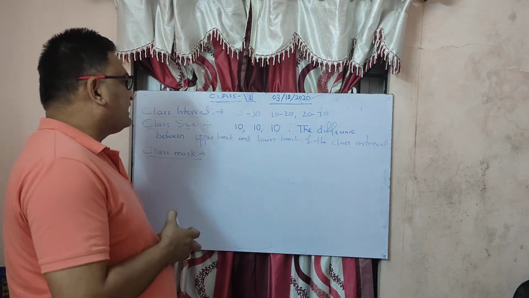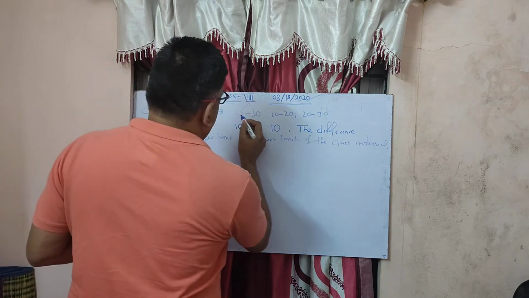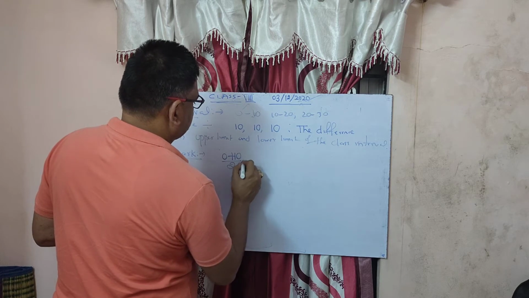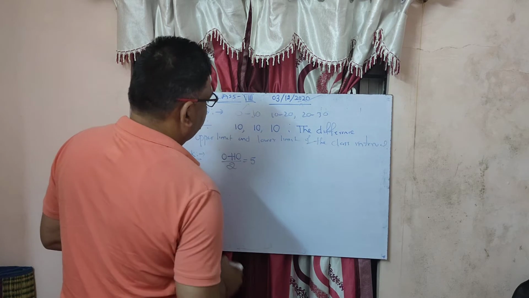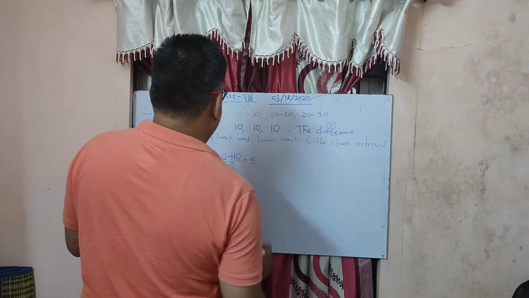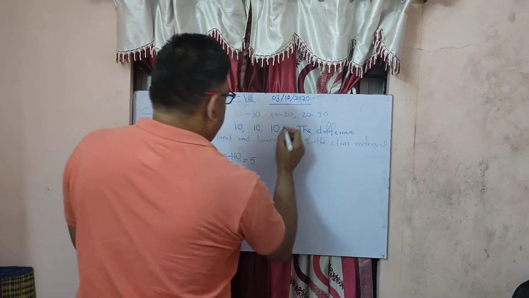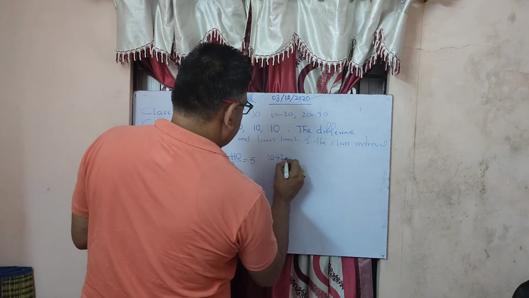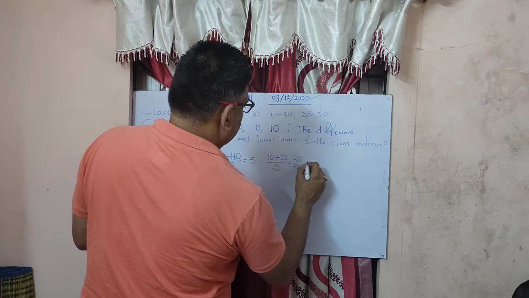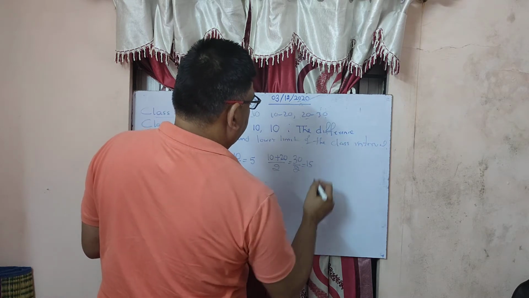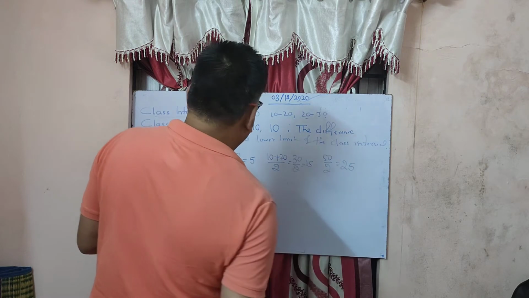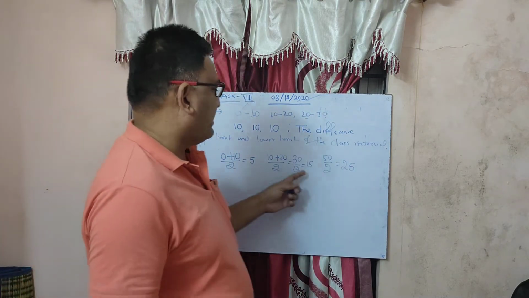And whereas the class mark is, what you have to do, you have to add these two, that is 0 plus 10 divided by 2, that is 5. 10 divided by 2 is 5. 10 plus 20, add these two, divided by 2, that is 30 divided by 2, that is 15. In the same way, 50 divided by 2, that is 25. So this is called class mark.